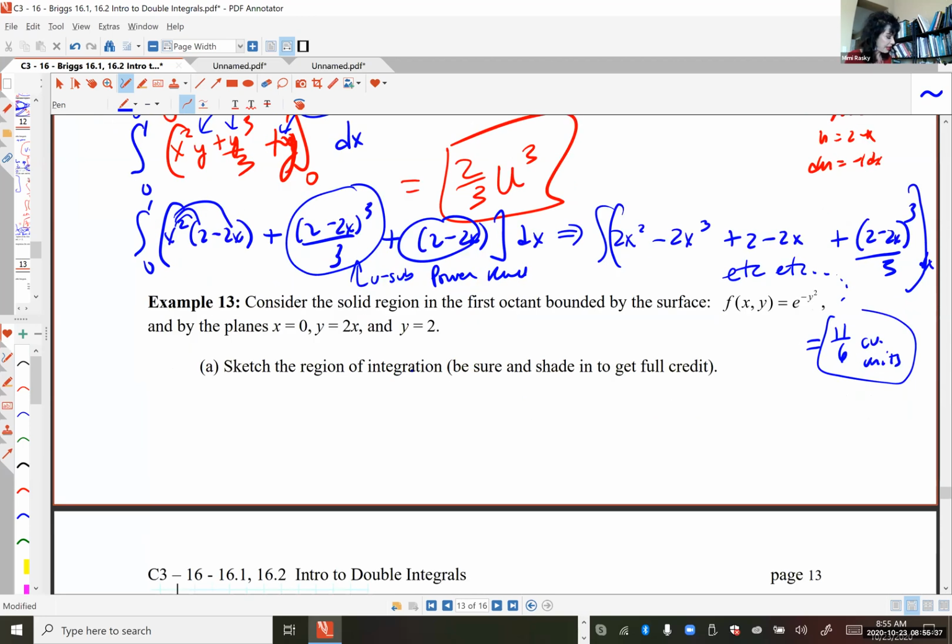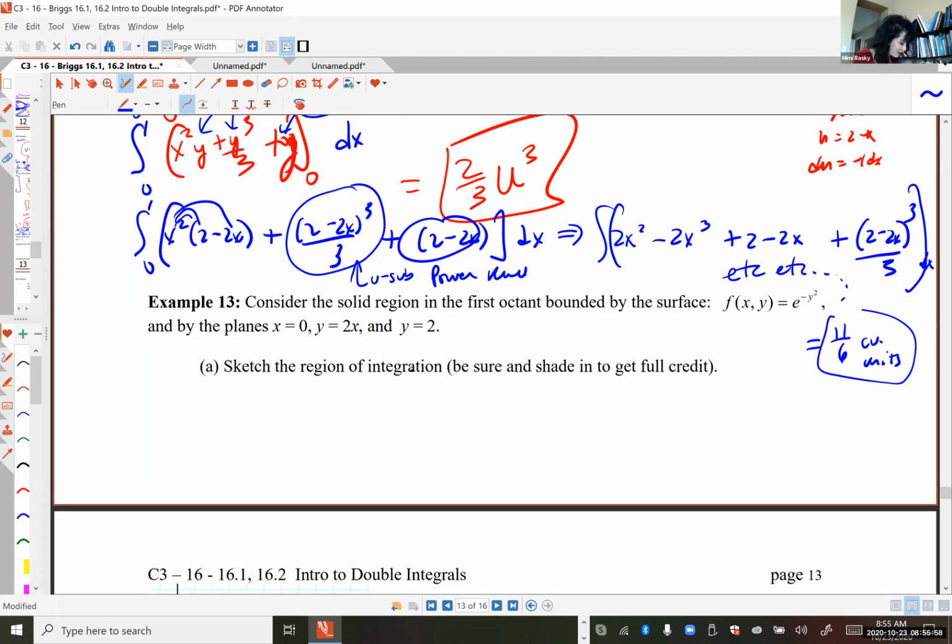Okay, new example now. I'm giving you a new flavor. Keep your eyes open as to what's different about example 13 when we compare it to examples 11 and 12. I'll give you a hint. It's harder. What makes it harder? Let's just pretend we don't know yet.